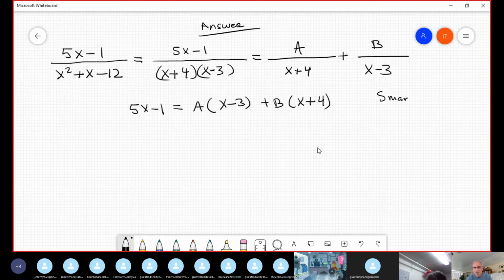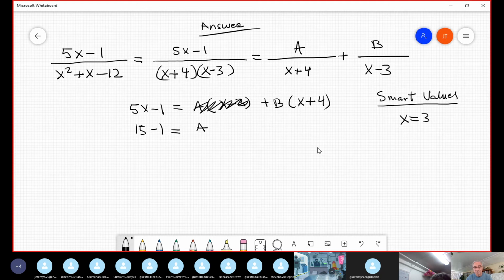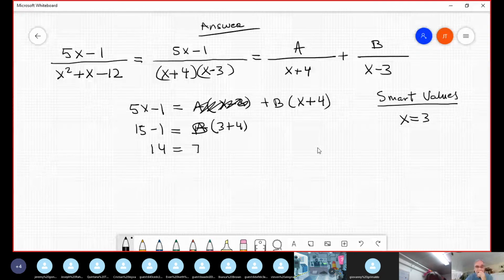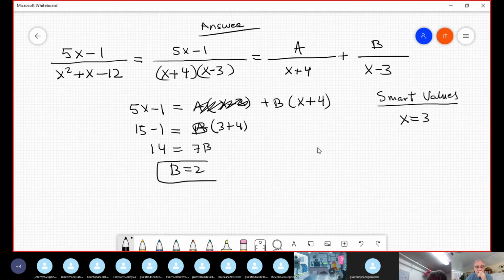What is the smart value? Yes, exactly. What is the smart value in that case, please? 3. Good. 5 times 3, 15, minus 1 is equal to A times 0, because 3 minus 3 is 0. That is the reason it is a smart value. So actually it's B times 3 plus 4. And 15 minus 1, 14. And 3 plus 4, 7. B is 2. And you go back here: you erase this letter, this variable, and you put 2.